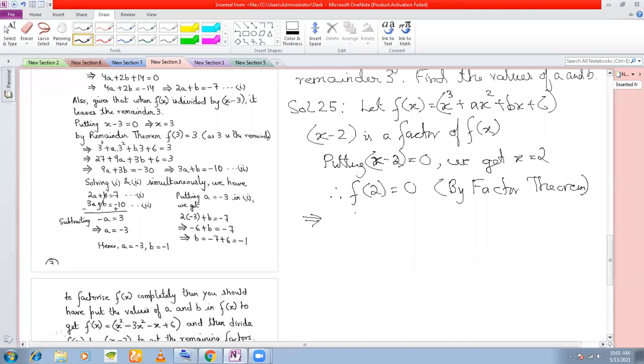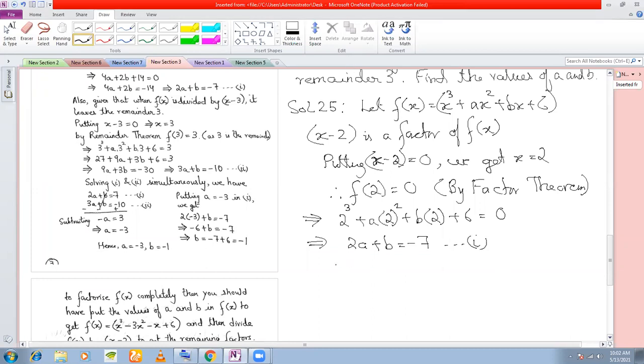So put it here: 2 cube plus a into 2 square plus b into 2 plus 6 must be equal to 0. When you simplify, you get 2a plus b is equal to -7. This is one equation that you are going to get.